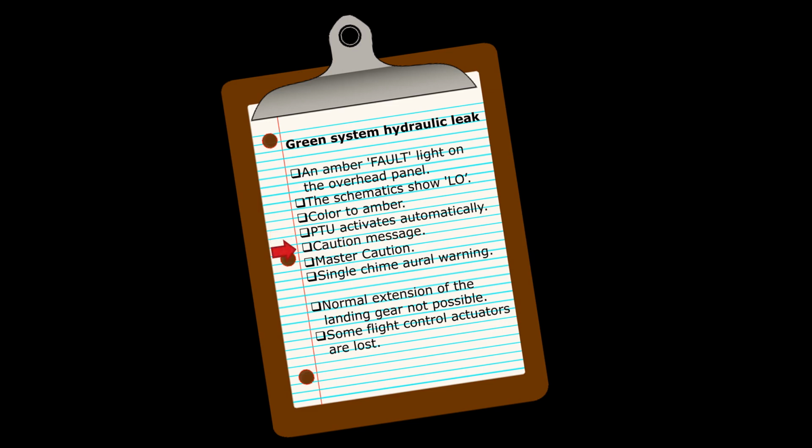A textual caution message should appear. A master caution light should be lit. A single chime aural warning should be heard. And we noted that the hydraulic system failure certainly affects other systems. We should experience that the normal extension of the landing gear should not be possible. And some flight control servo actuators that use the green hydraulic system are not operating. Now we have briefed ourselves on what to expect. Let's get back into the cockpit.